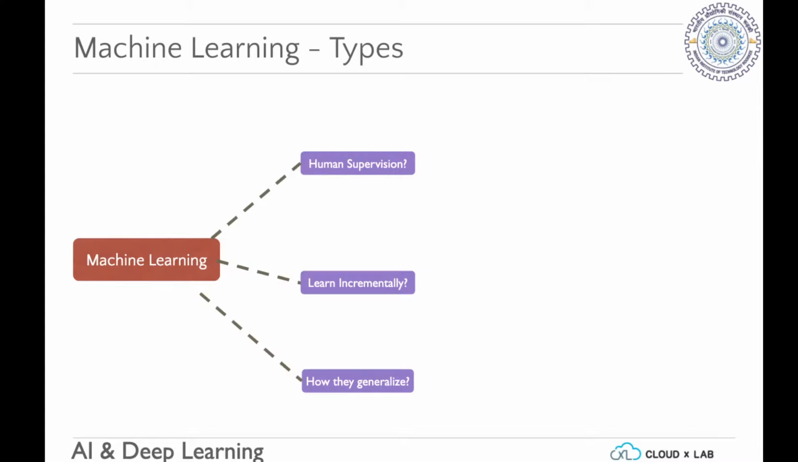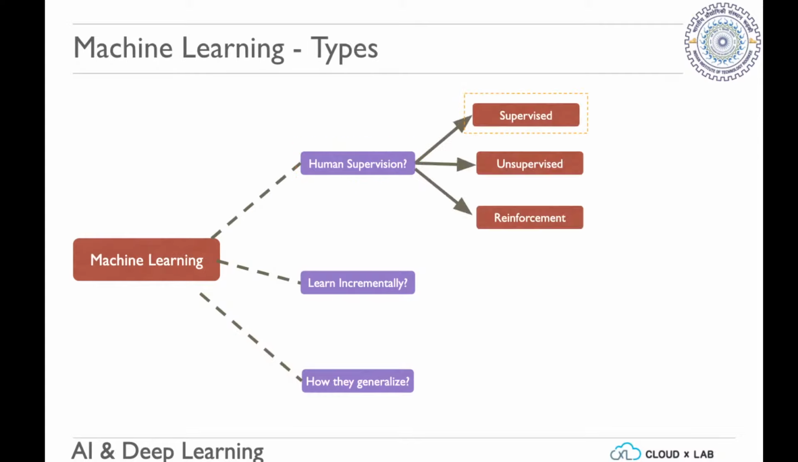Okay, now machine learning types. Everybody's asking what's machine learning, deep learning, etc. We're talking about machine learning right now. We can say that machine learning has three types. One that uses human supervision, another that learns incrementally, and the third is how they generalize. Okay, there are three types of it. We'll first look at human supervision.